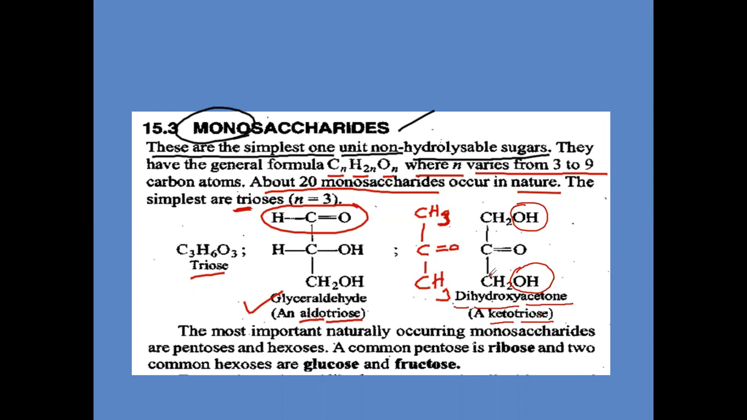So let's put here dihydroxyacetone and glyceraldehyde. Both are examples of monosaccharides. And another example, a pentose, is ribose with 5 carbons. And 2 common hexoses are glucose and fructose. Glucose and fructose, each molecule contains 6 carbon atoms, so it is called hexose. And ribose contains how many carbons? 5. So it is called pentose.